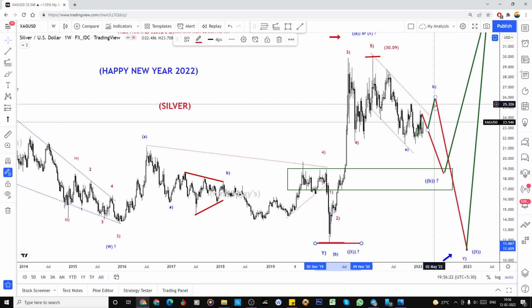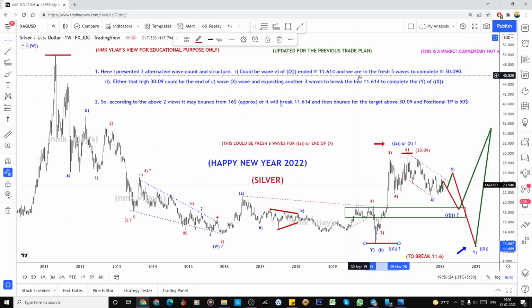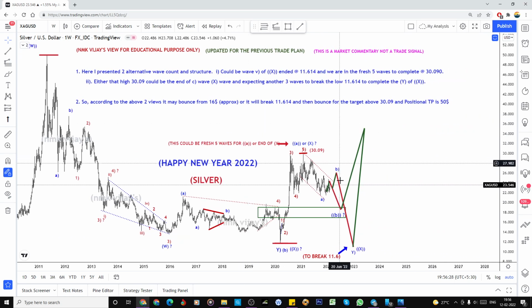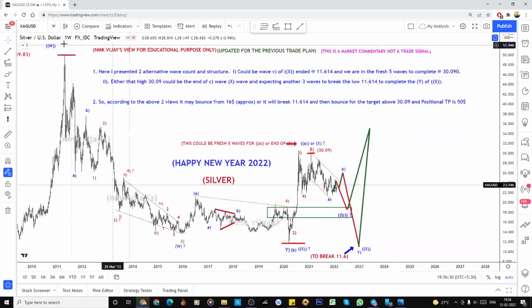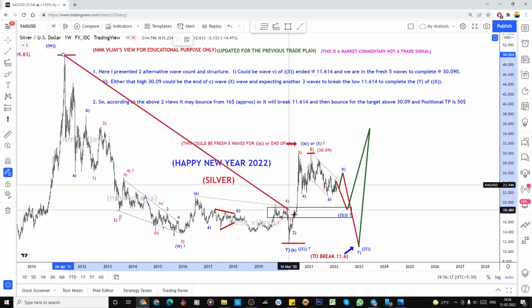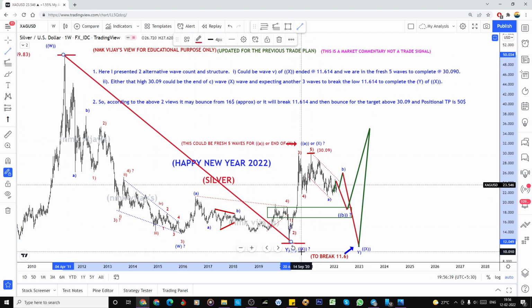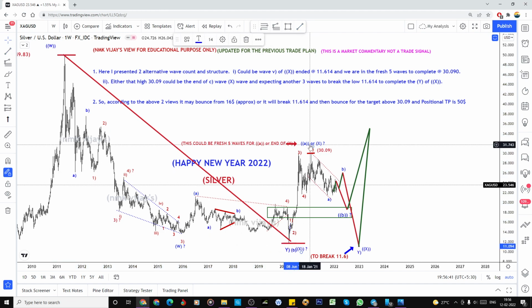So after this it can reach here to make this an A, this is the B, and one more C. So from here it can break above the previous high also. There is a lot of chances. Why? Means if this part is the end of the correction and this is the end of the double bracket X, this is the A.